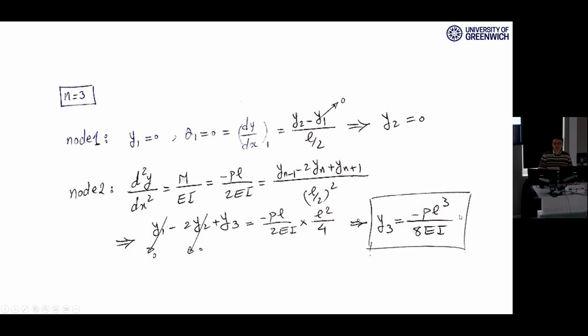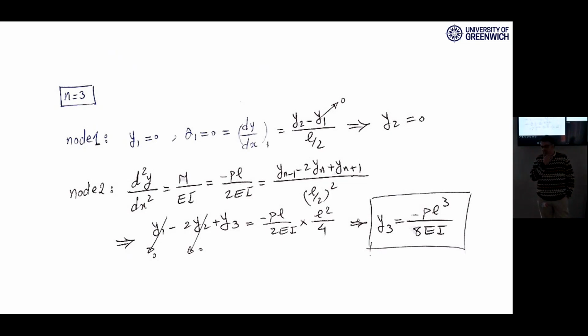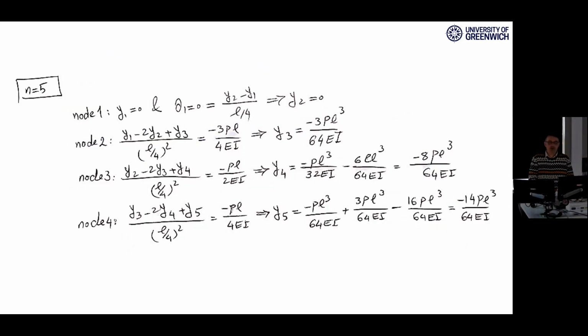And here we get minus PL³ over 8EI. It's quite far away from the exact solution. It's not a good estimation of the exact solution, is it? The problem is that n equal to 3 is not a good choice. That's why we increase n to 5.